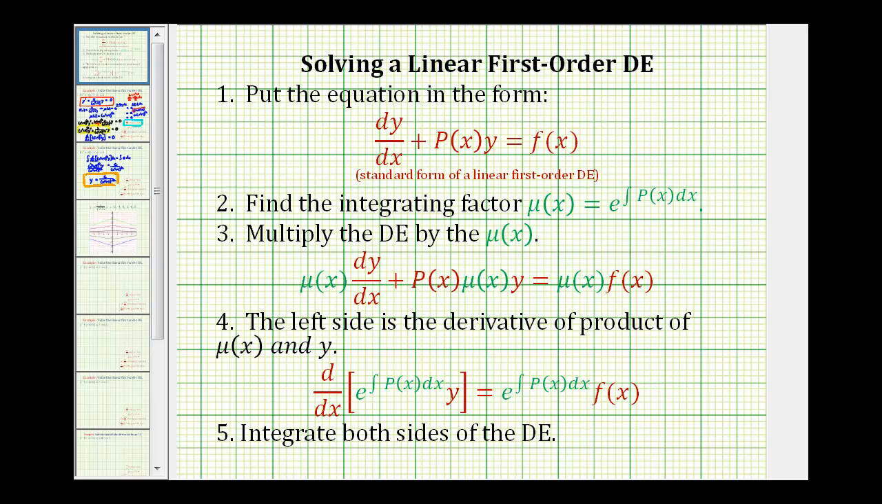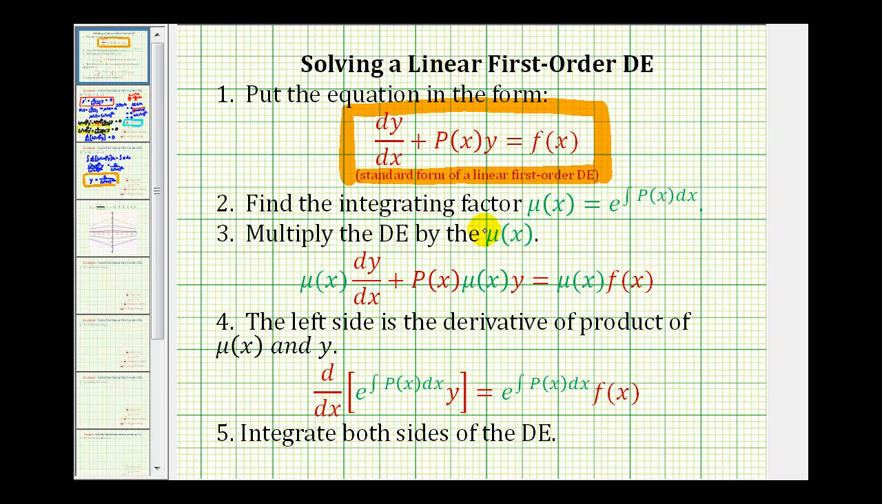Welcome back to another example of solving a linear first-order differential equation. For a quick review, the first step is to put the differential equation in this form here, the standard form of a linear first-order differential equation.